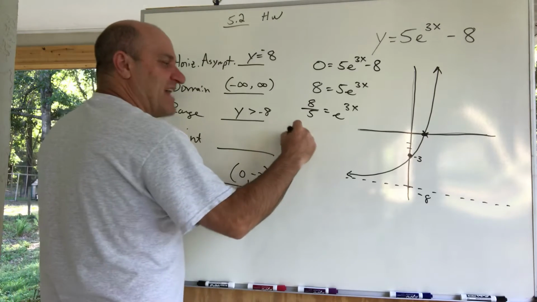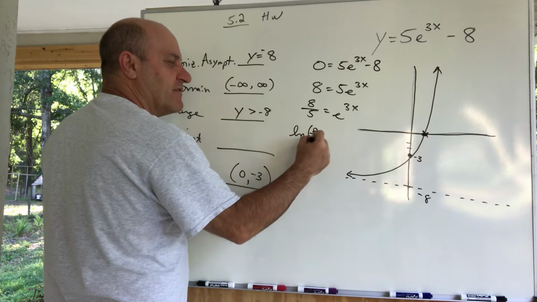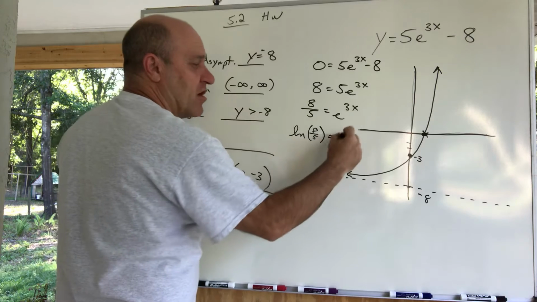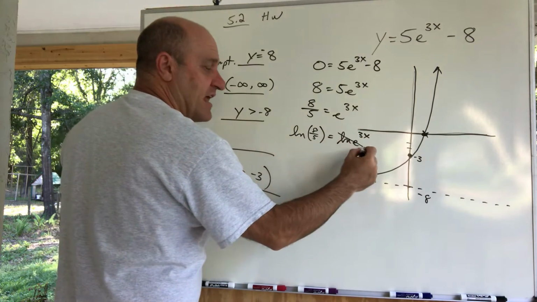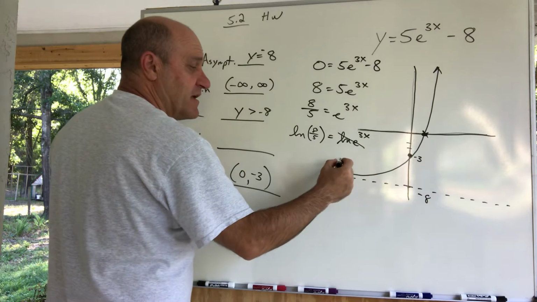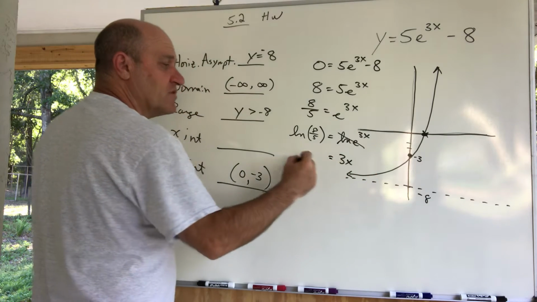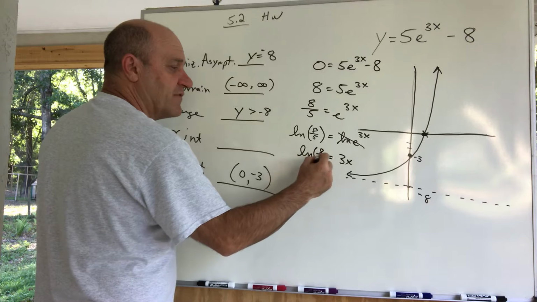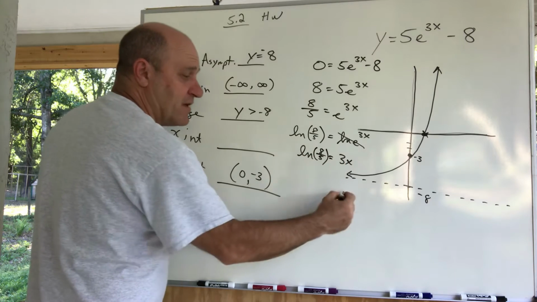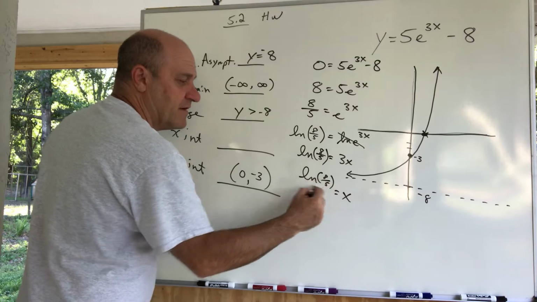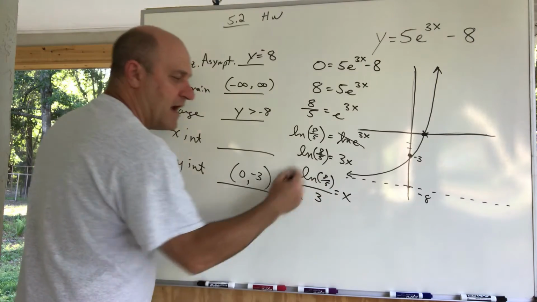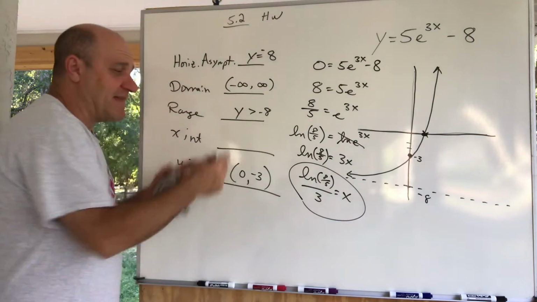So we take the natural logarithm of the 8/5, we take the natural log of the other side. Of course, all that does is the natural log cancels the e, and it leaves me 3x equals the natural log of 8/5. Let's divide by 3 and we have our answer. The natural log of 8/5 divided by 3. I could write that as my answer.